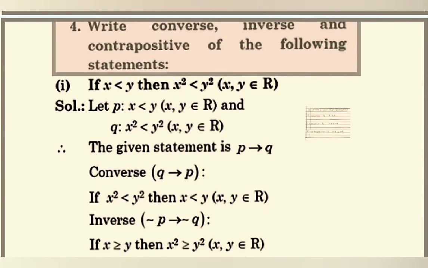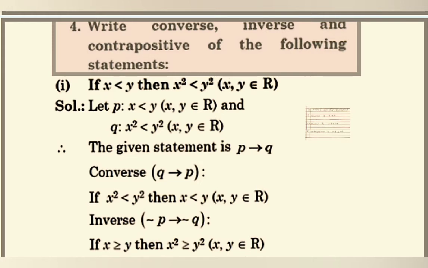Question number 4. Write converse, inverse and contrapositive of the following statement. First statement is, if x is less than y, then x square is less than y square, where x and y belong to R. R means real numbers. X and y are real numbers.